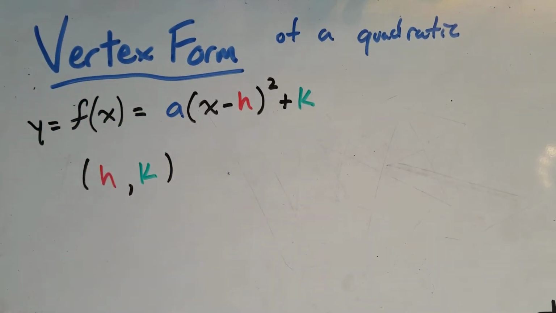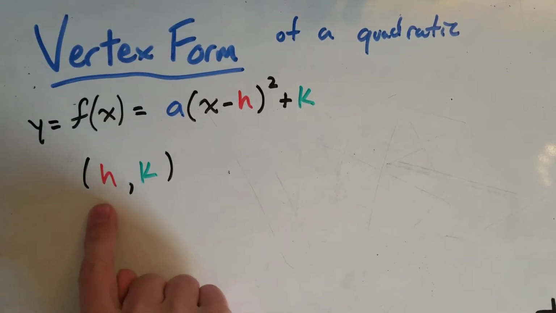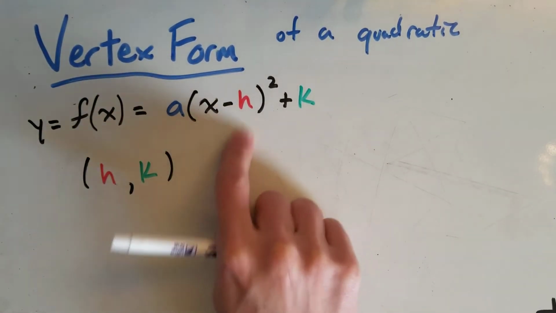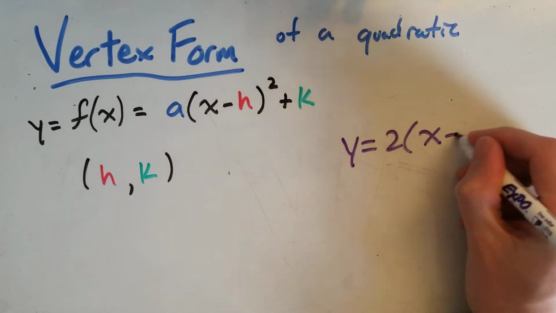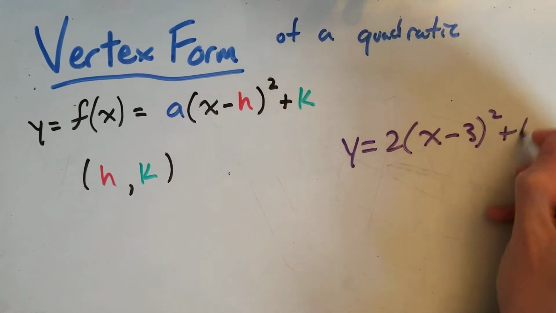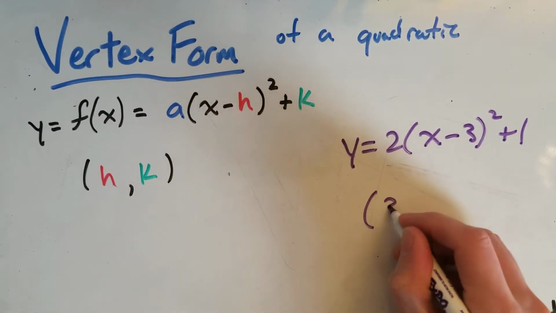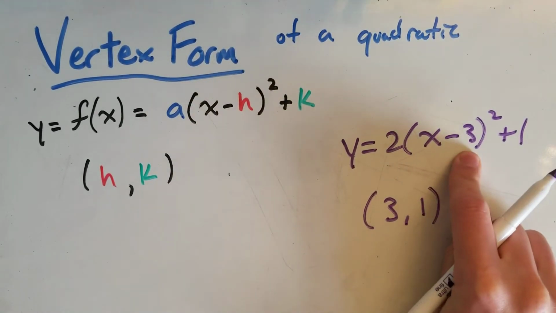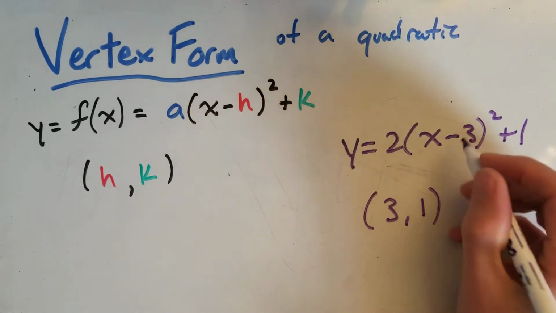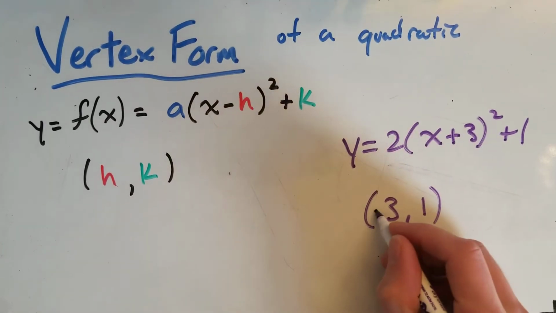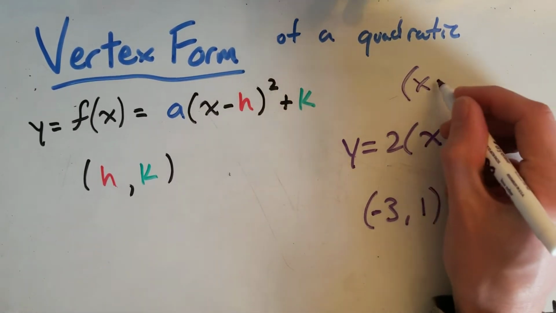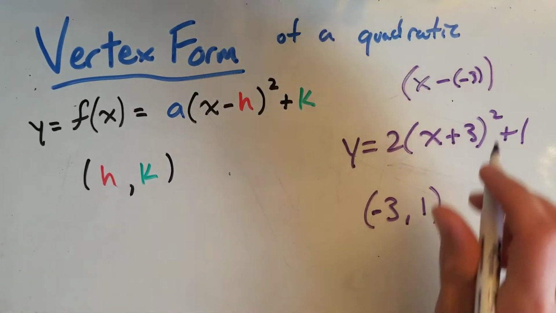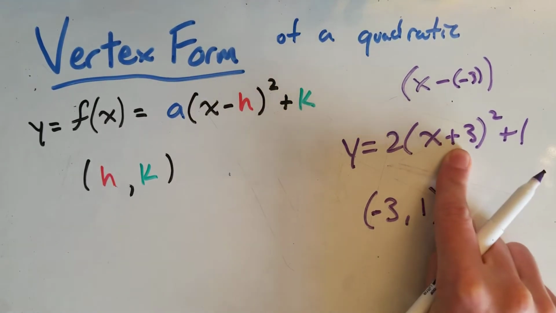The only thing you need to do with this is be really careful because it's going to be the h value, so it's whatever you're subtracting here. For example, if you had y equals x minus 3 squared plus 1, your vertex is going to be 3, comma 1, because you're subtracting 3. If it was plus 3, then this would be a minus 3 down here, because that would be like x minus negative 3 in there. So you have to be careful with the sign here.